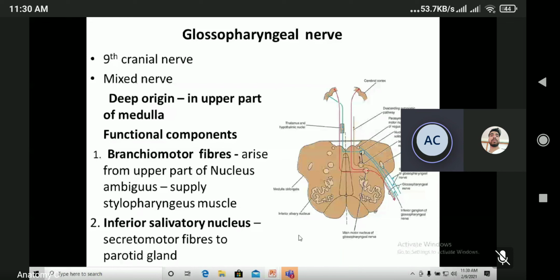So let me show you the nuclei here. This is the motor nucleus, in the upper part of the medulla. This is the motor nucleus of the glossopharyngeal nerve, from where the branchiomotor fibers arise. Next is the inferior salivary nucleus. This is the inferior salivary nucleus for the secretomotor fibers to the parotid gland.